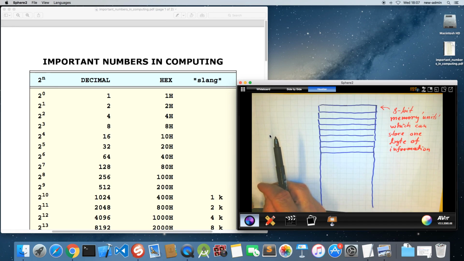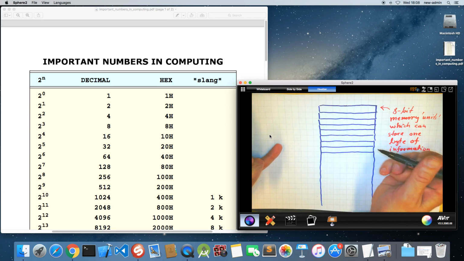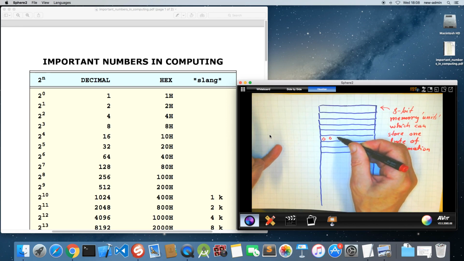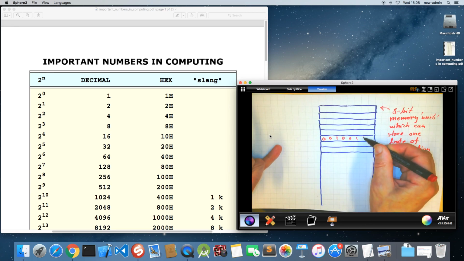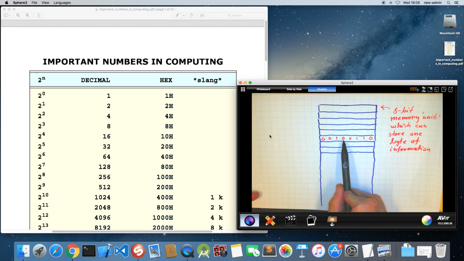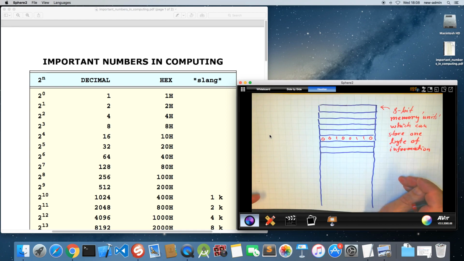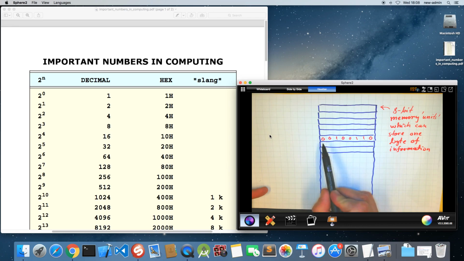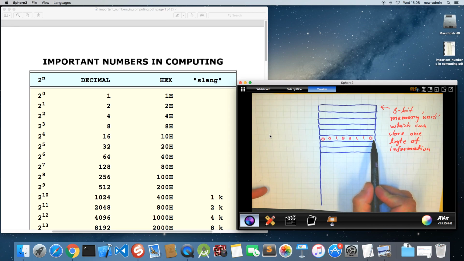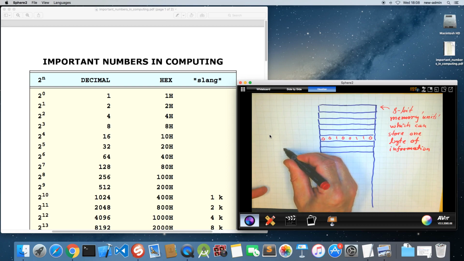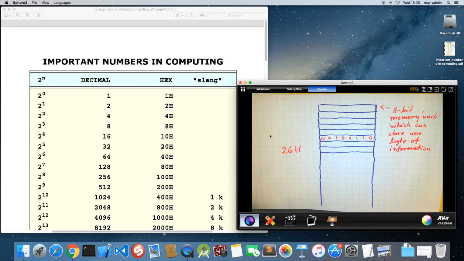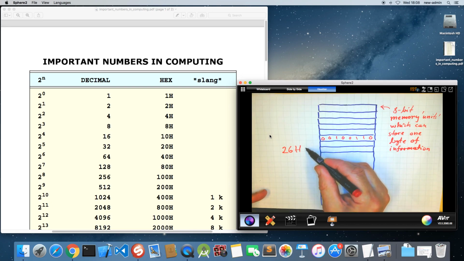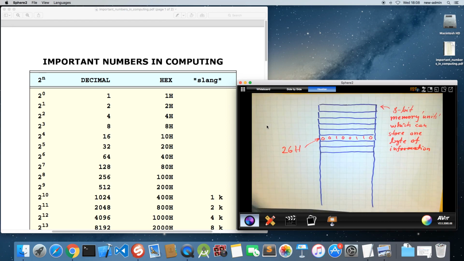So for instance, if we would think that this memory location has these binary digits stored inside the memory unit, then it would contain the number, if we would read it this way, now I have to think in hexadecimal, because this is now 2 and 6. This is 2 and 6 in hexadecimal number.